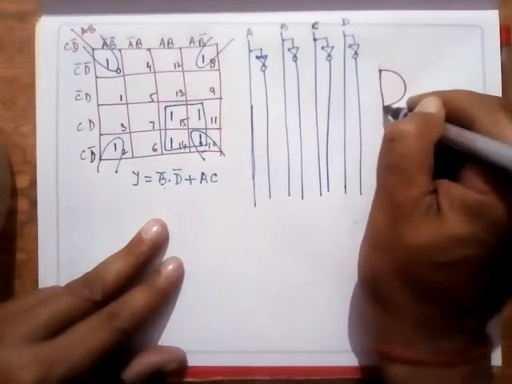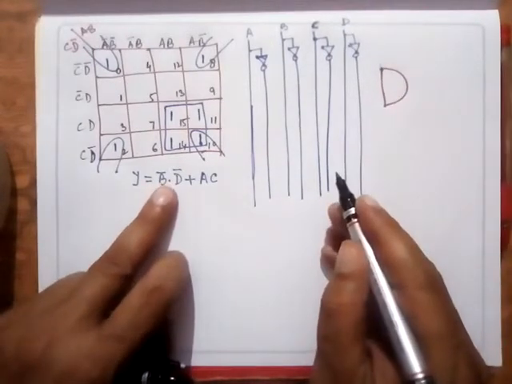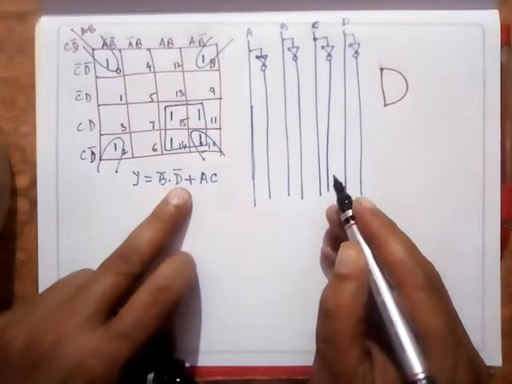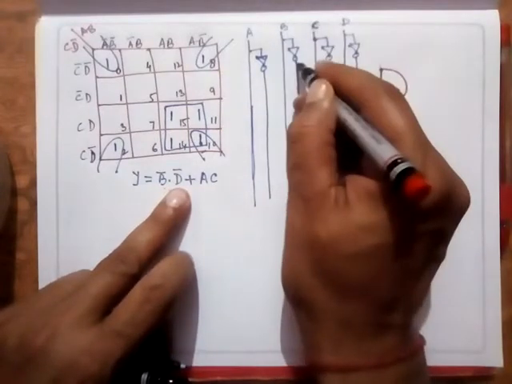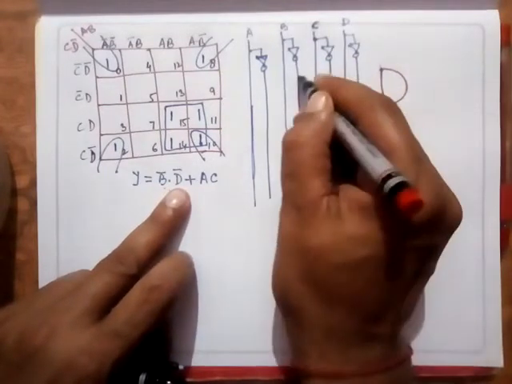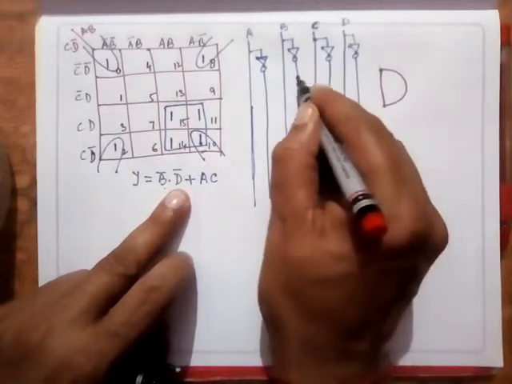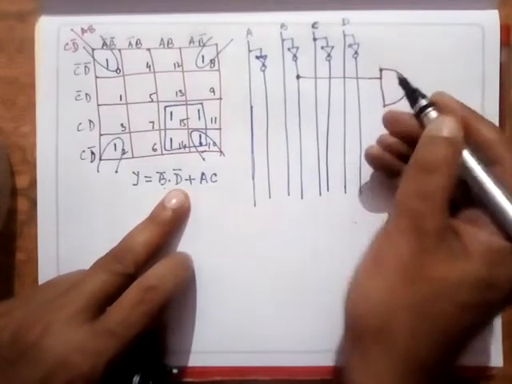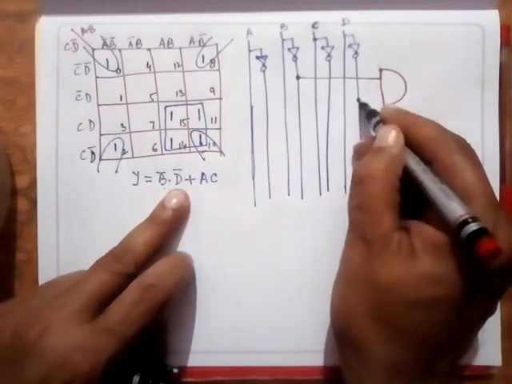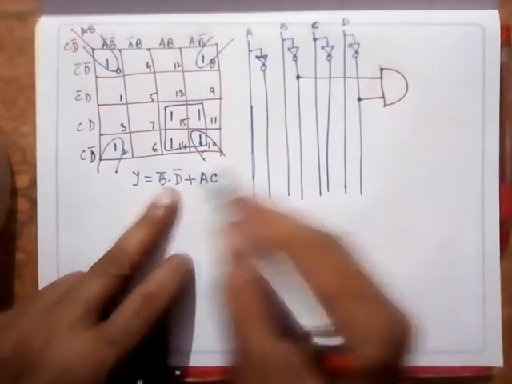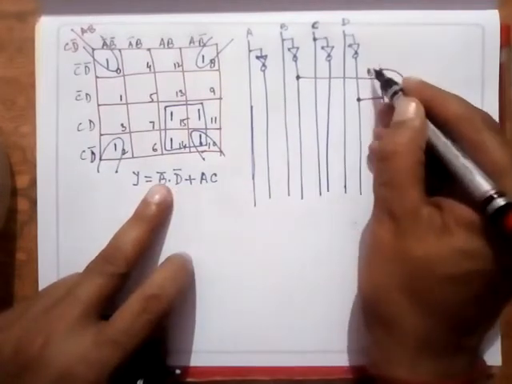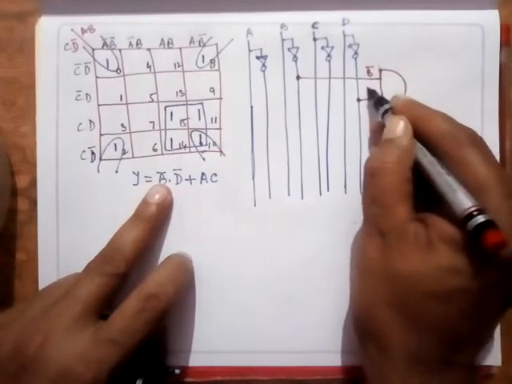I took an AND gate here, and the input to this AND gate is B bar, D bar. So this is B, and this complete line represents B bar. I need B bar, means here. This is B bar. This is D bar. It means this is B bar here, and this is D bar.